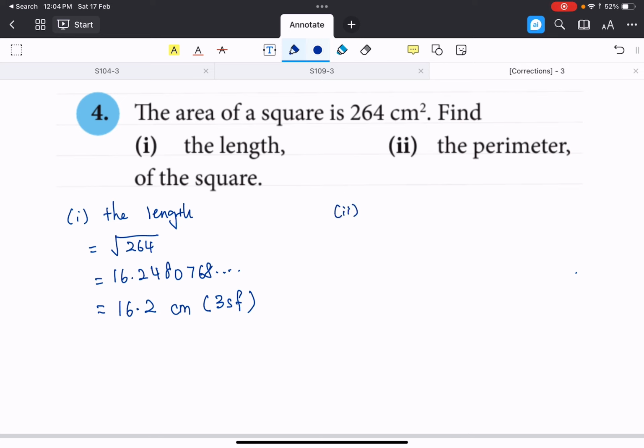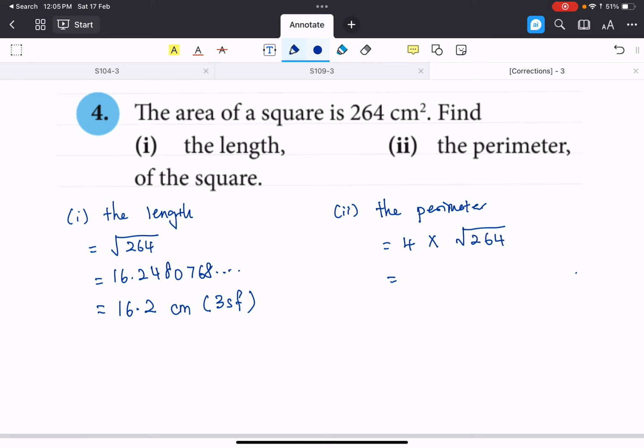Now, part two, there's another thing that we need to take note of. We want to find the perimeter now. So the perimeter is going to be 4 times the length. However, we should not use 16.2 because 16.2 has been rounded off. We should instead use the value before we round off, which is 16.2480768, so that we get better accuracy. But if you have a calculator with you, it's even more accurate if we just put in 4 times the square root of 264. That will give us the best accuracy.